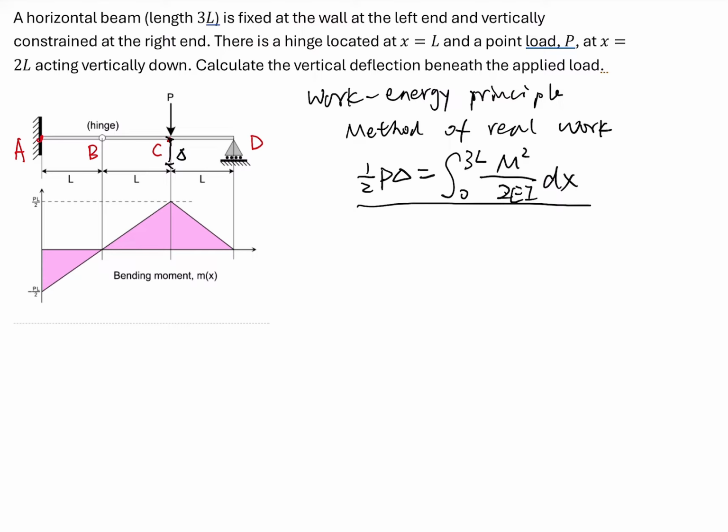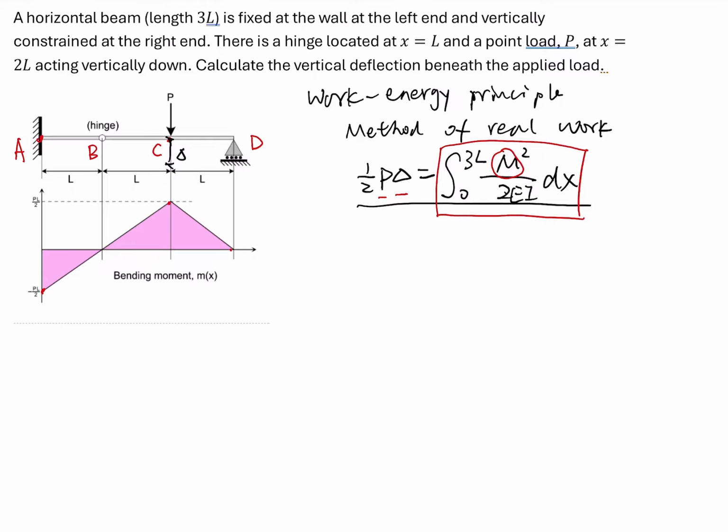So look at this equation. We know the load is P, and we need to calculate the delta, so we need to evaluate these integrals. But we don't know the internal bending moment, so we need to find it. Here the question provides the bending moment diagram, shown here. It is a linear curve changing from minus PL/2 to PL/2 and then changing to 0.